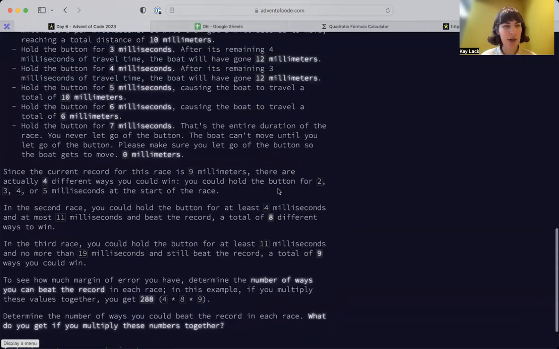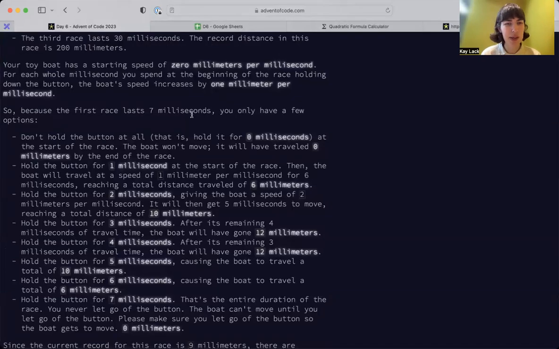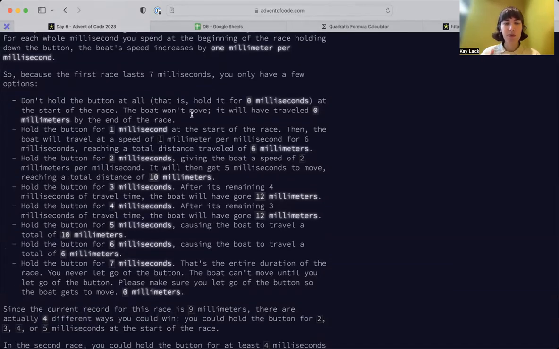I think I'm probably only going to do the first part here. So what we've got is a game where you have a boat and you need to go a certain distance. You can hold down a button on the boat and this will cause it to go further. If you hold it down for 1 millisecond, it goes 1 millimeter per millisecond. You hold it down for two, it goes 2 millimeters per millisecond, et cetera. Your goal is to reach a certain distance, and then our goal is to calculate the number of ways that it can be done and multiply them together.